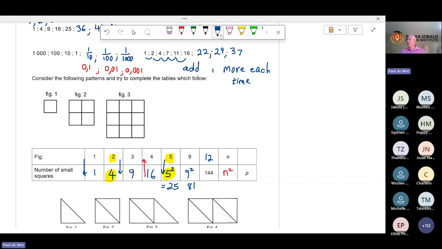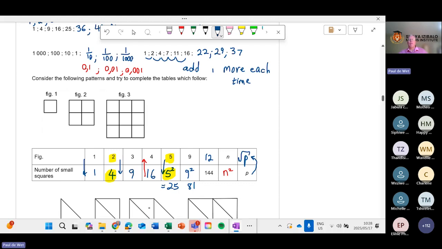Now, what must I write here for p? How do I go backwards? What must I write if I've got p small squares? What figure number am I dealing with? I'm just seeing if anyone can type in an answer. It won't be p squared. It won't be p squared, I'm going the other way. Well done, Melissa. Markham, very nice. It'll be the square root of p. So not p squared, guys, square root of p. Well done. I'm seeing quite a lot of you getting that right.